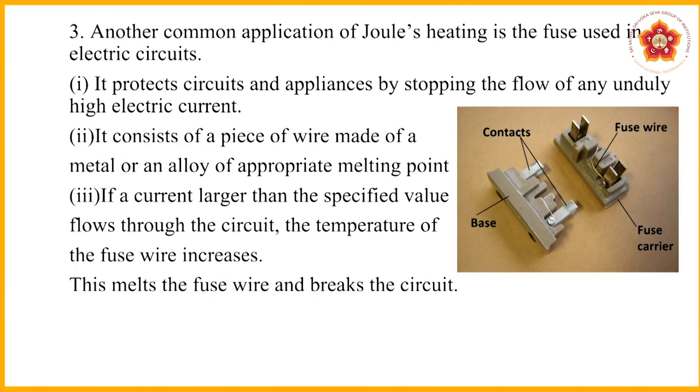Let us see how it looks. The fuse looks like this, the electric fuse, we would have seen this. These are the earlier versions of the fuse. This is how it used to look a few years before. Now these have been replaced with MCBs and various other components. But let us see the basic working of the fuse. It consists of a piece of wire made of a metal or alloy of appropriate melting point. Now how should this wire function? If a current larger than the specified value flows through the circuit, the temperature of the fuse wire increases, therefore heat increases, and it melts and breaks the circuit.